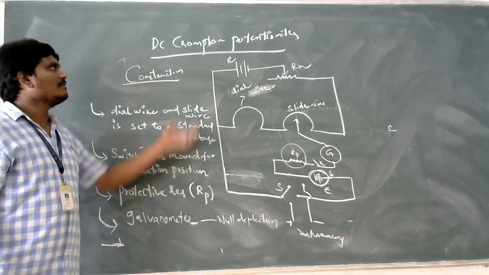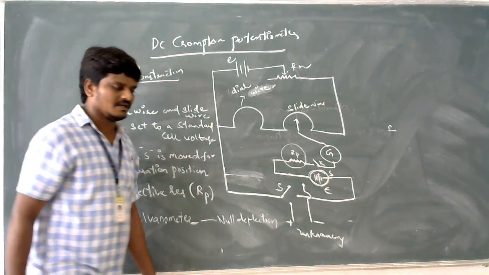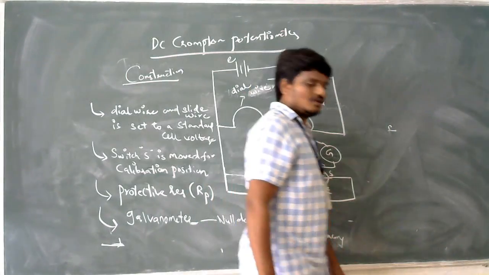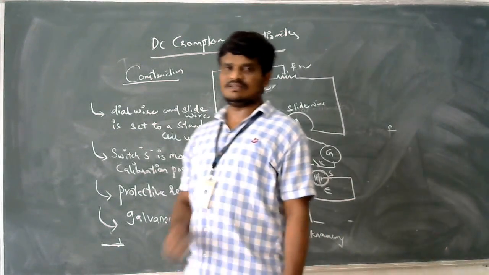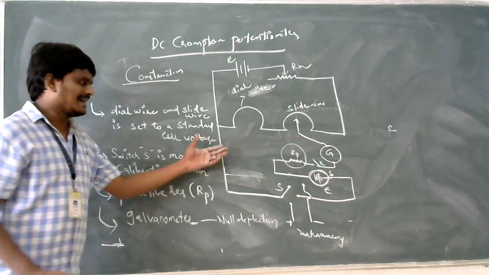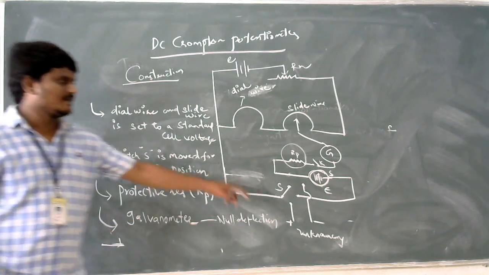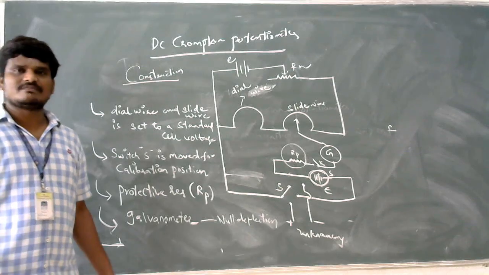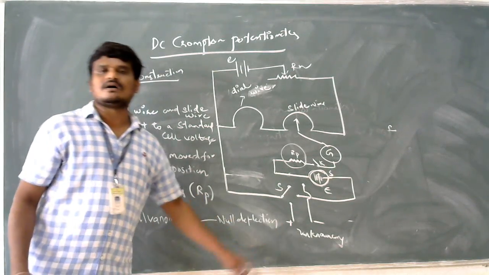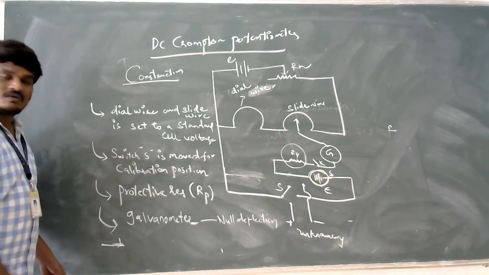But what is the aim of using this DC Crompton potentiometer? To measure the magnitude of an unknown EMF by comparing with the standard cell voltage. The standardization has been done with respect to the standard cell and the galvanometer. Now what is my next step? I want to measure the unknown EMF.